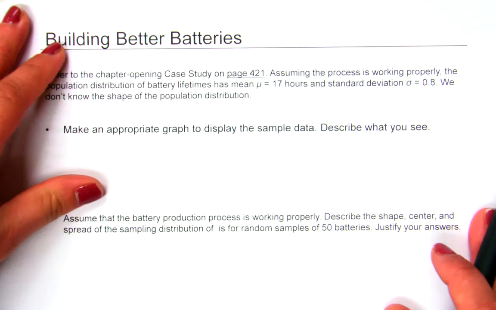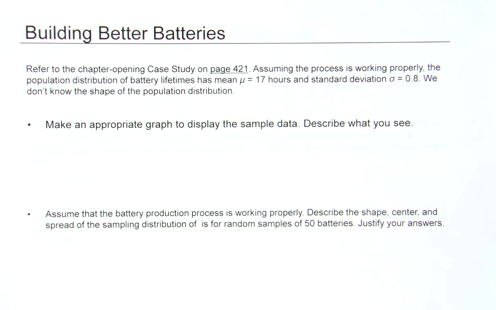Now, on the first one it says, make an appropriate graph to display the data sample, describe what you see. You are more than welcome to spend the time and actually punch all those numbers in. And what you would want to do, once you punch everything in, is create a histogram for it, and basically describe what you see. So I'm being very nice to you, and I'm going to actually just show you what it should look like. Okay, it should look like that.